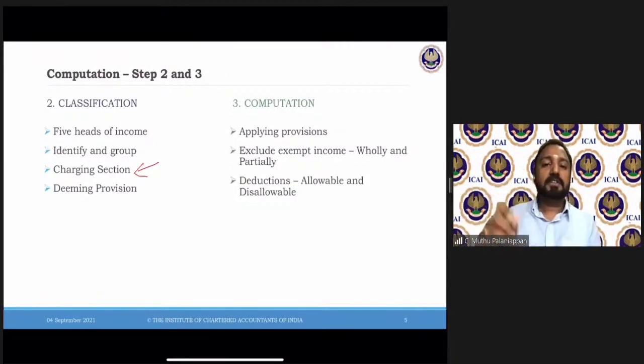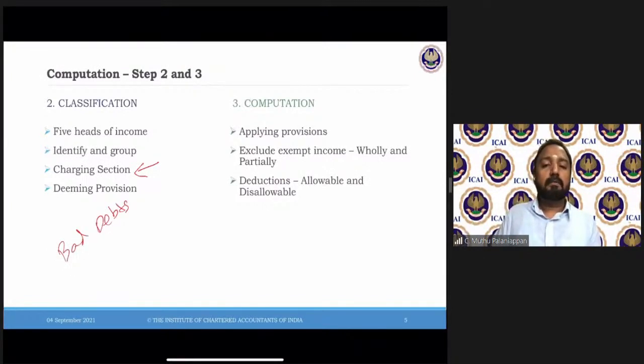So you have section 15 for salary, 22 for house property, 28 for business or profession, 56 for other sources. So there are specific sections which say these incomes will come under this particular head of income and be taxable. So this is what you call the charging section. And then you will have a deeming provision in some of the things. For deeming provision, we can take an example of bad debts.